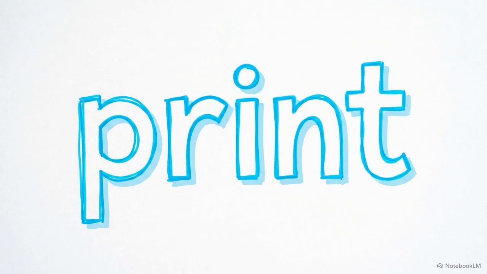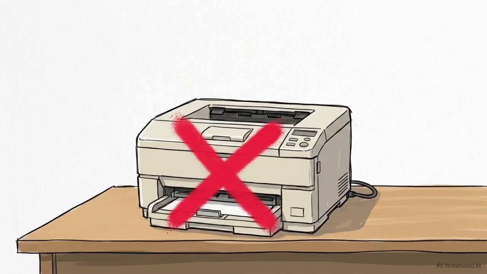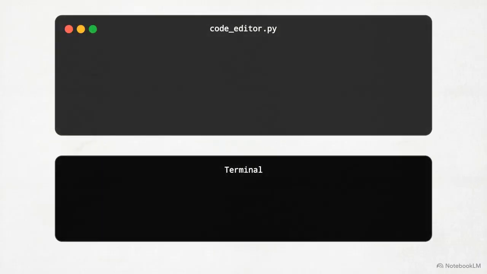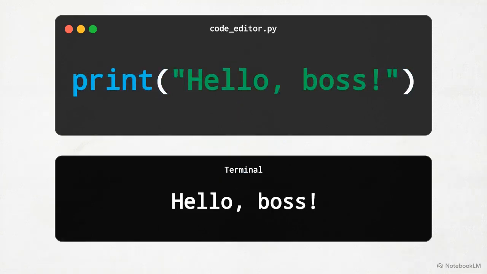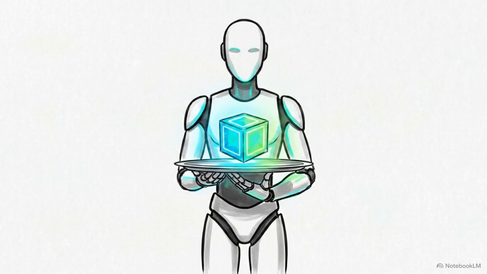In Python, we do this using the print command. And despite the name, this has nothing to do with that physical paper printer in the corner of your office. To use it, we type print, open parentheses, and wrap the words we want the computer to say inside quotation marks. When we run this instruction, the text pops up in the window below. The computer has officially spoken. This is what we call output. It's just the way your assistant finally hands the results back to you so you can see them.